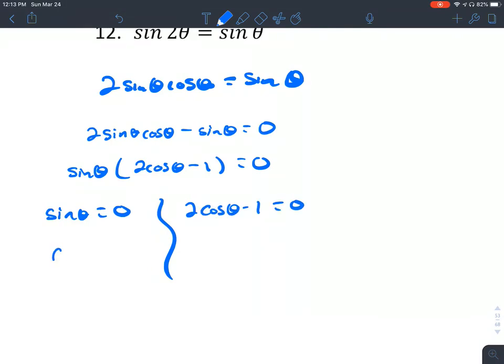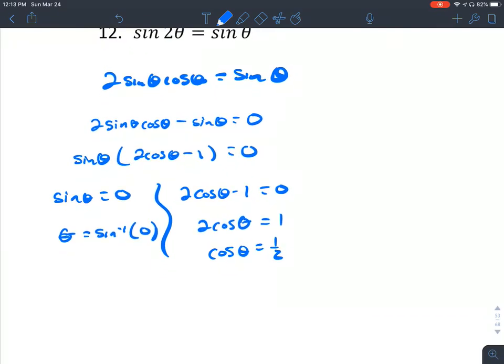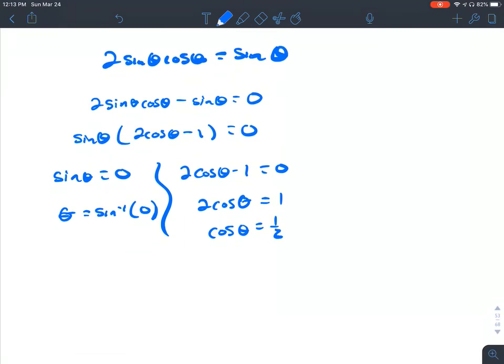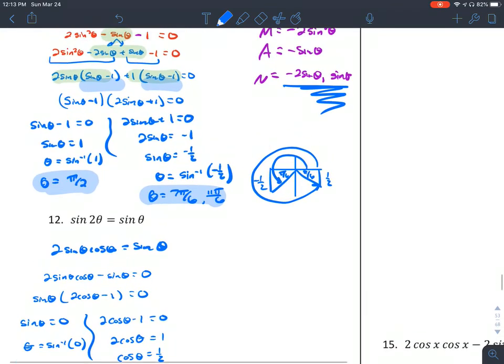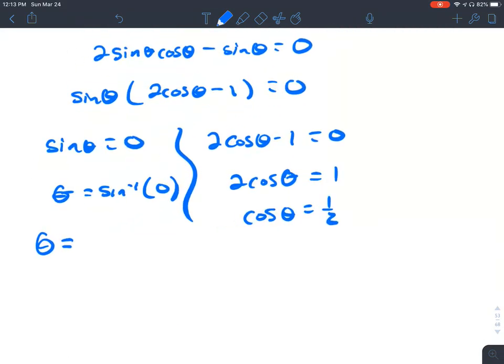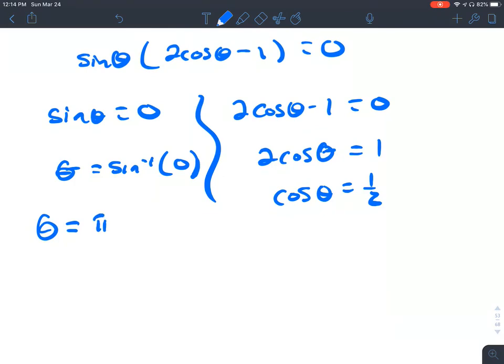Solving each of these equations, we're going to get theta is sine inverse of 0. Solving this other equation, we're going to get cosine of theta is a half. Well, when is sine of theta 0? That's on the positive and negative x-axis, theta axis in this case. The directions say between 0 and 2 pi, not including 0, but including 2 pi. So that's going to be pi and 2 pi.